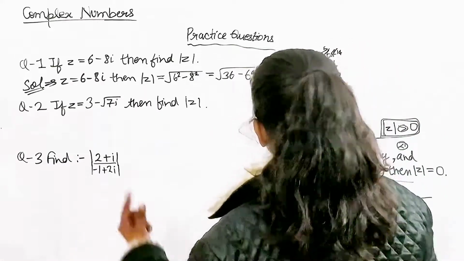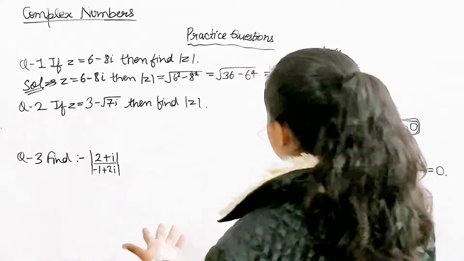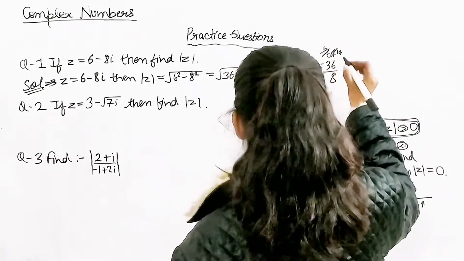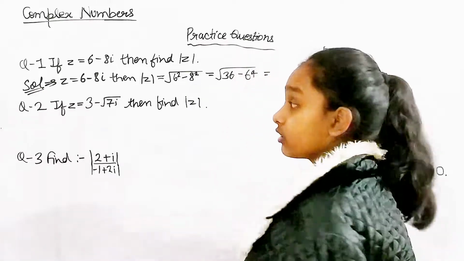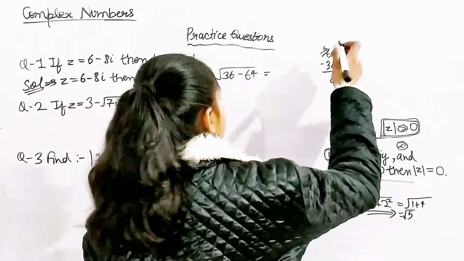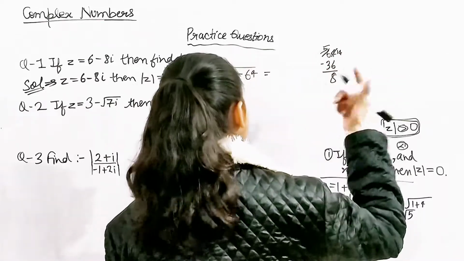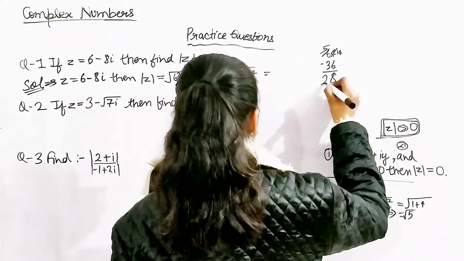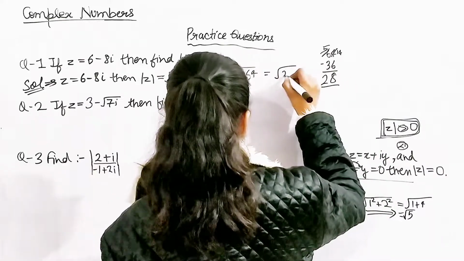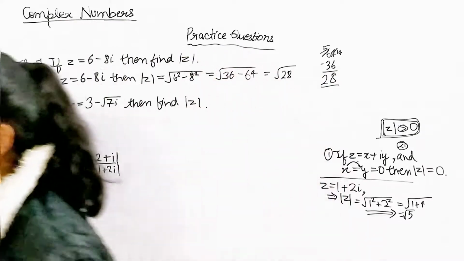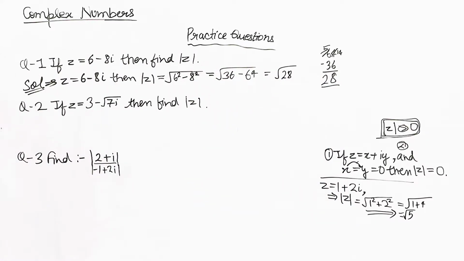So, 7, 8, 9, 10, 11, 12, 13, 14. There's a total of 8, right? 8 plus 6 will give us 14, and now there's 5 here. So 5 minus 3 will give us 2, 28. So root 28. Just have a look: is it correct? Do you really think that we should do it this way? How many of you think we should do it this way?